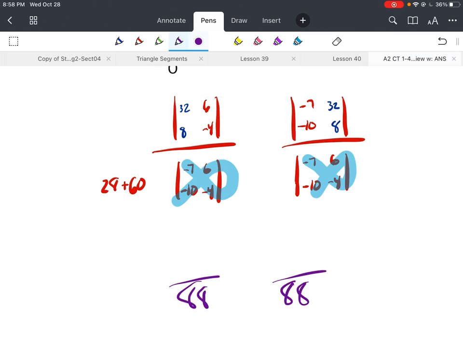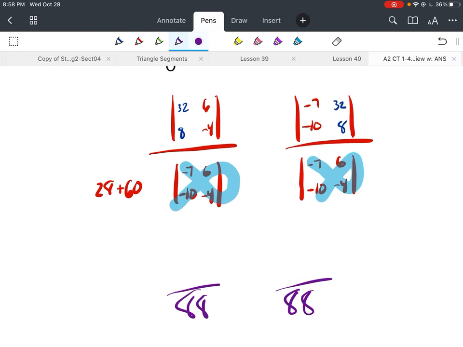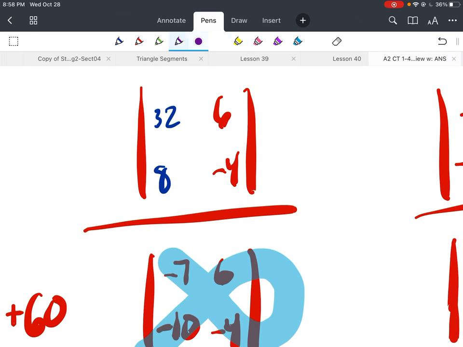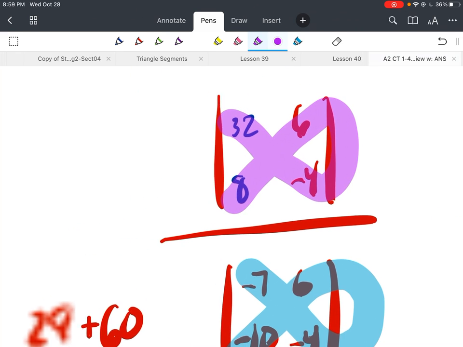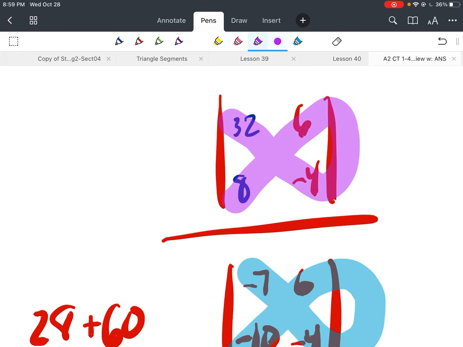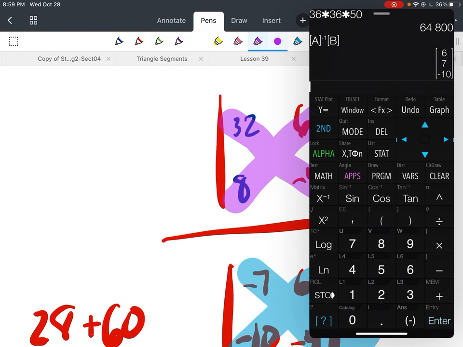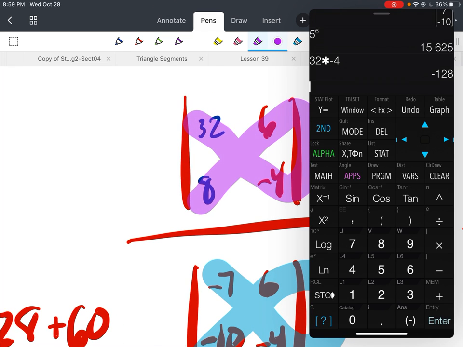Okay, good stuff. All right, this is fun. All right, let's do this. And so this one we're gonna do the same thing. We're gonna use the Cramer's rule, down and back. So here we go. 32 times negative 4. Let's do this all in the calculator here. 32 times negative 4, and it's 128. And then we're gonna subtract the other product, 6 times 8.